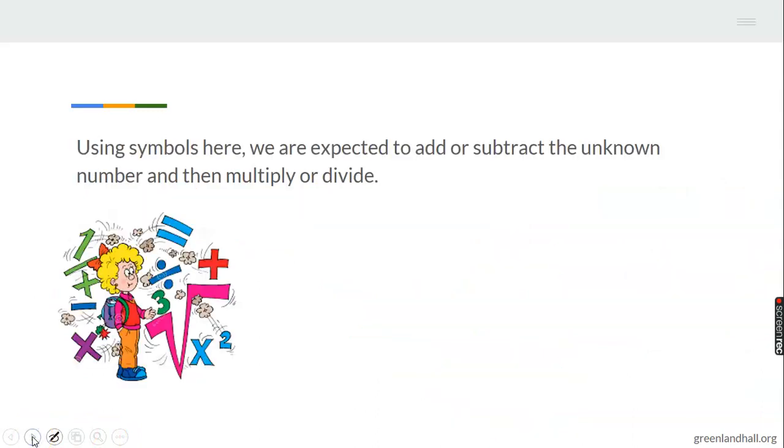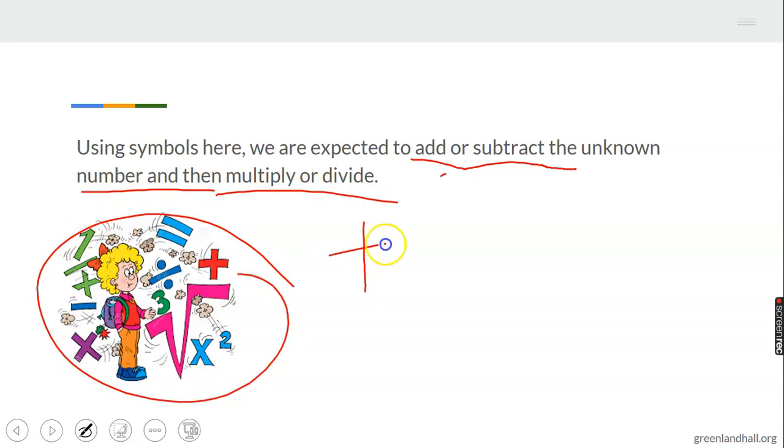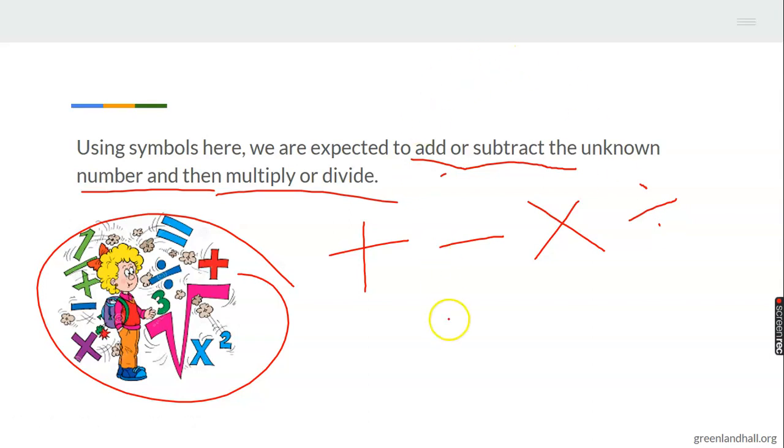Now, using symbols, we are expected to add, subtract unknown numbers, and sometimes multiply and divide unknown numbers. So all of these are operators here. Today we'll make use of addition, subtraction, multiplication, and basically division. Alright. We will see how we can use them. These are the 4 mathematical operators that we are very conversant with, and we should know these ones by heart and know how they operate. Alright, so we'll move on now and let's see what we have in our work today.